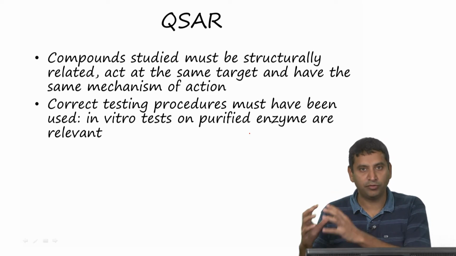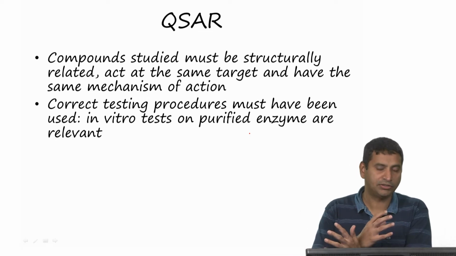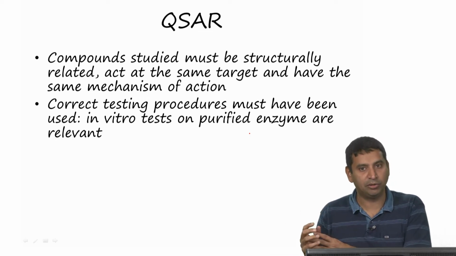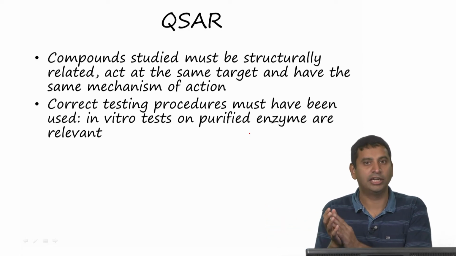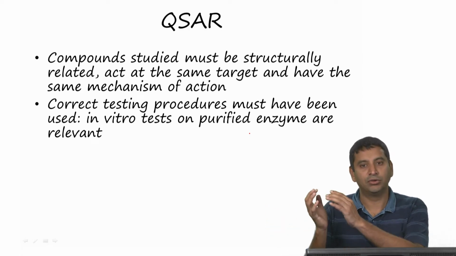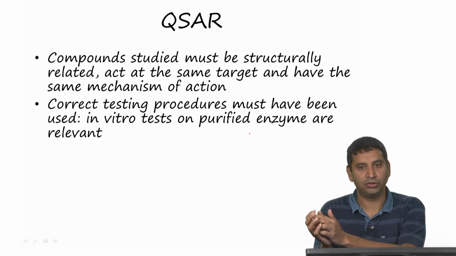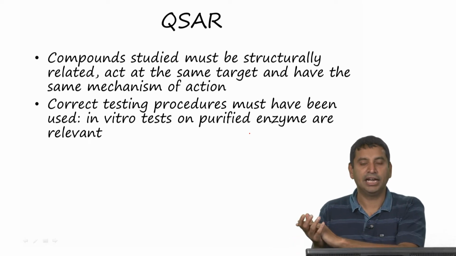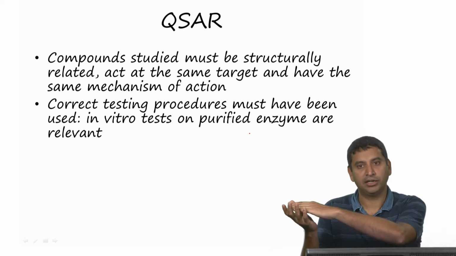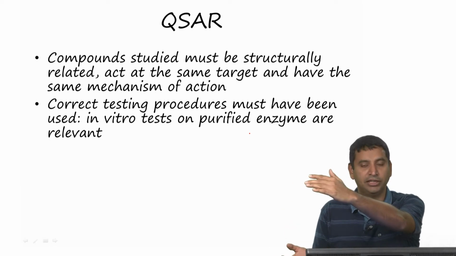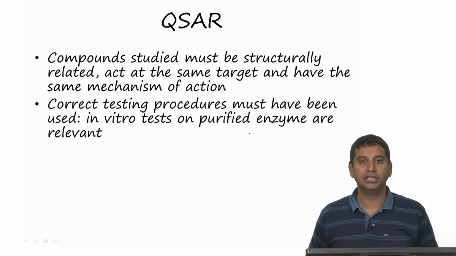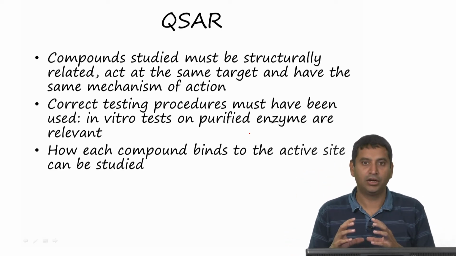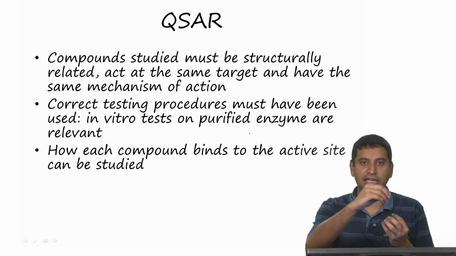So if I have a purified enzyme, we have already looked at it in the past as to how to identify enzyme inhibitors. So we typically purify the enzyme and then screen for inhibition of the enzyme activity. So these correct testing procedures must be used on the purified enzyme with this series of compounds. And keep in mind that it is preferable to get data which is comparable with the enzyme under the same conditions. So we can then study how each compound binds to the active site.